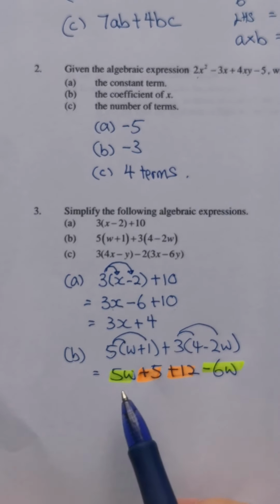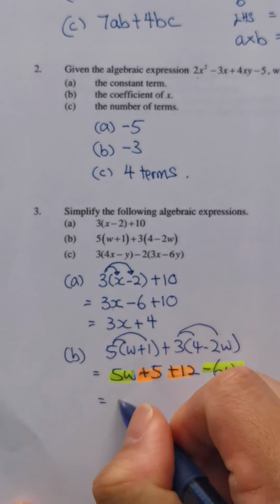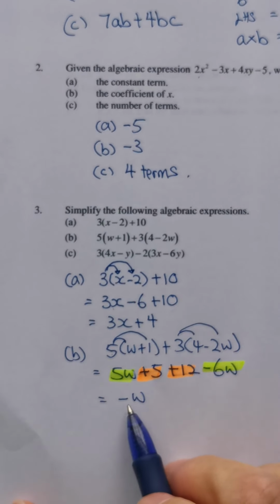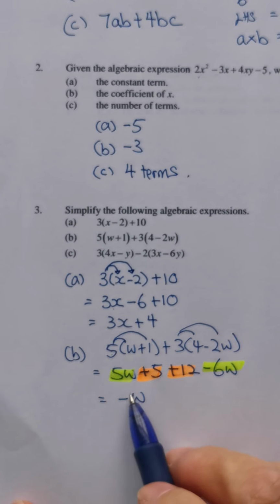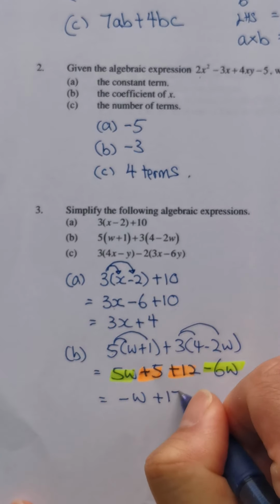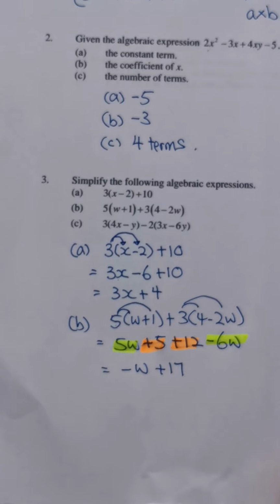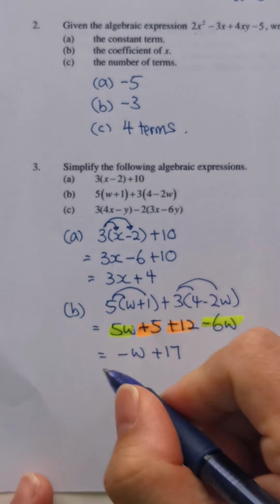Using your calculator, 5w minus 6w will give me -1w, so I don't have to write the 1. If you want to write 1 here, it is perfectly fine, but we don't have to. 5 plus 12 equals 17. So that is our answer for B. Okay, let's move on to C.